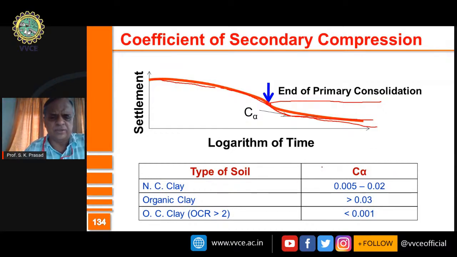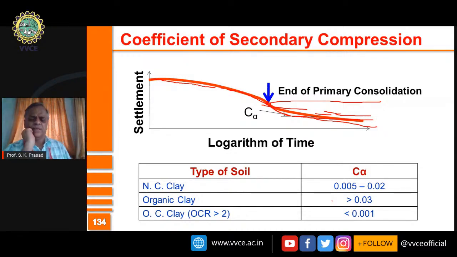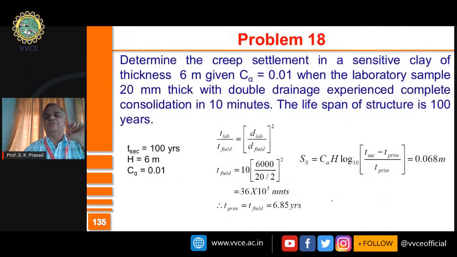Only in a few soils you will see that the slope of this line will give you the coefficient of secondary consolidation. Normally, C alpha is different for different types of soils. In a highly over consolidated clay, the value is less. On the other hand, in normally consolidated soils, the secondary compression is sufficiently large. In organic clay, it's also found to be sufficiently large.